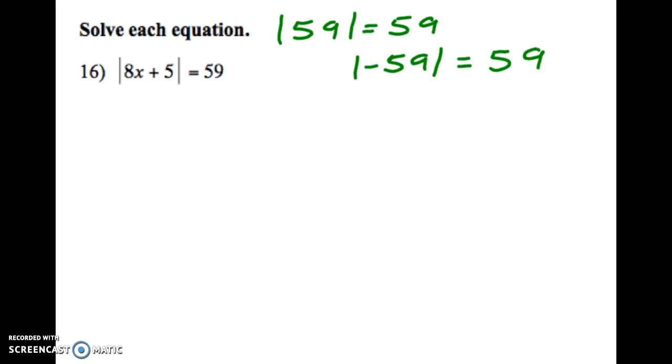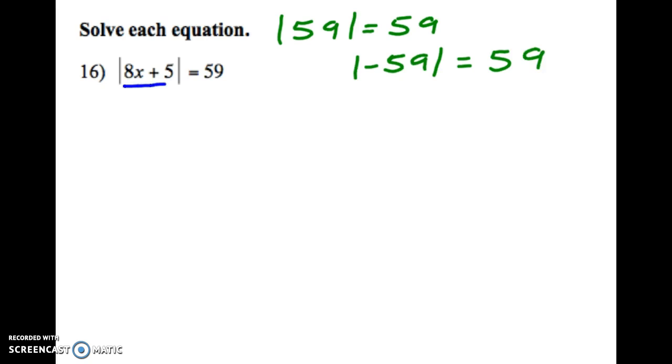Moving on with our Algebra 2 Unit 1 test review, looking at problems 16 through 19. Problems dealing with absolute value equations. First, a quick review. The absolute value of 59 equals 59. The absolute value of negative 59 also equals 59. Why do I bring this up?